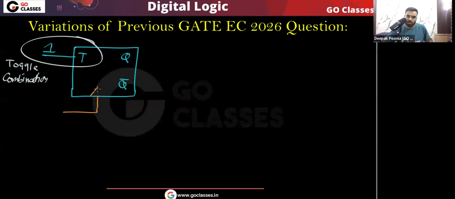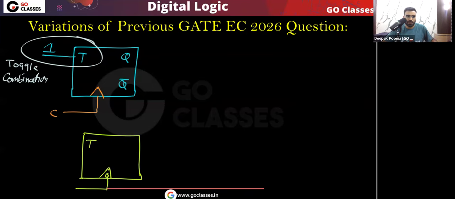If you have a clock, this is the clock signal C. Whether you have a positive edge triggered T flip flop or a negative edge triggered T flip flop, it really doesn't matter. Whatever type of T flip flop you take, positive edge triggered or negative edge triggered.